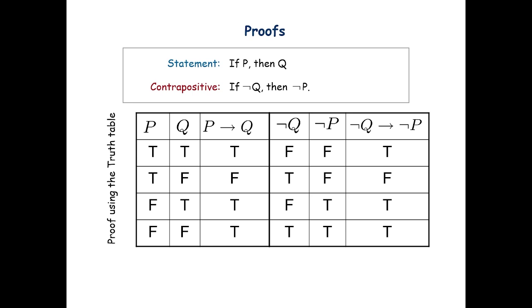Okay, the slide after that, hopefully. A statement, if P, then Q. So if not Q, then not P. Okay, so proof using the truth table. Yeah, let's do it. We are going to see that this and this are basically the same.